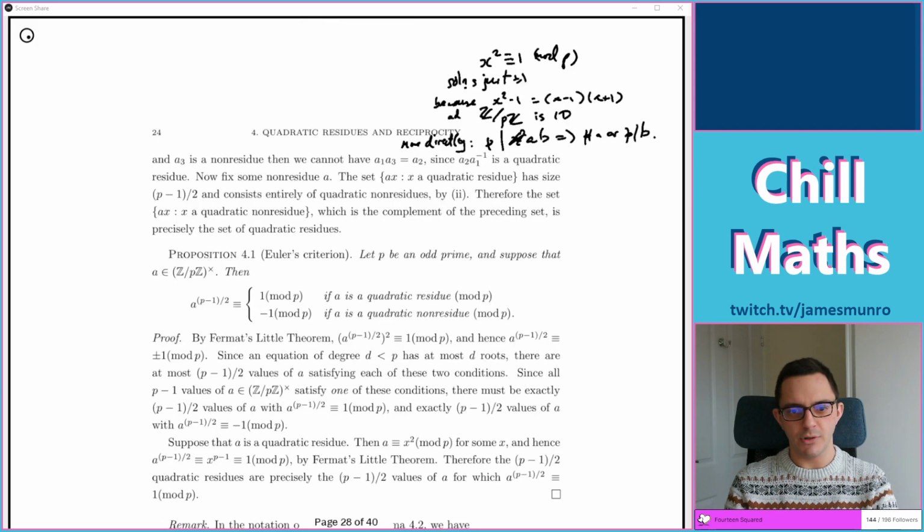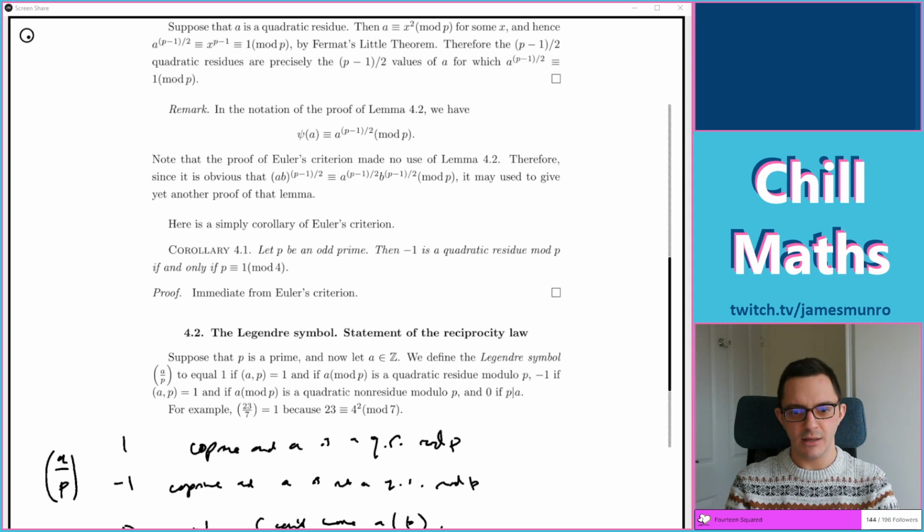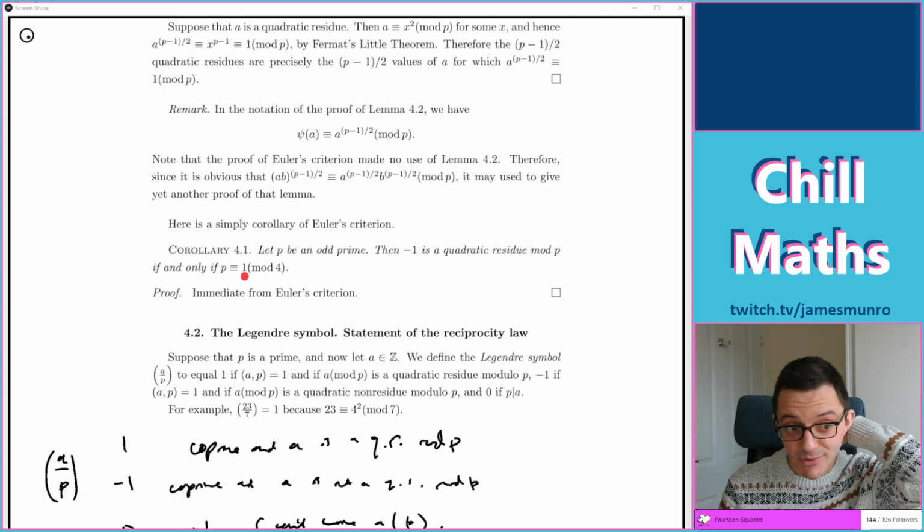Theorem 4.1. Okay, so we've got Euler's criterion here. I'm going to need to understand this at some point. And there's this 1 mod 4 corollary. 1 mod 4 is interesting to us for Fermat numbers because almost all of the Fermat numbers are 1 mod 4.